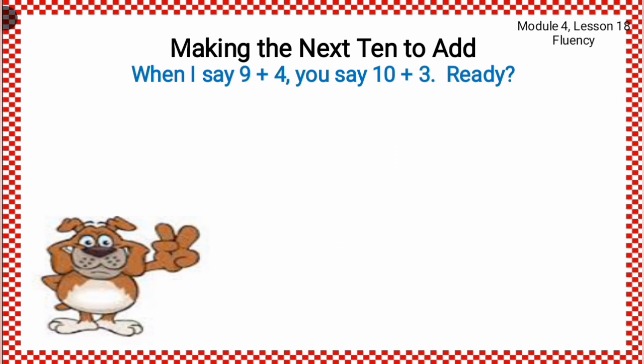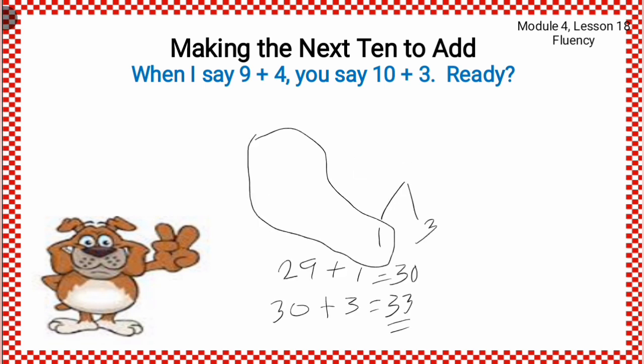Next, look at this one, 29 plus 4. Making the next 10. That is 30 plus 3. Same way, we pull 1 away from 4 and add it to 29. So 29 plus 1 is 30, and 30 plus 3 is 33.